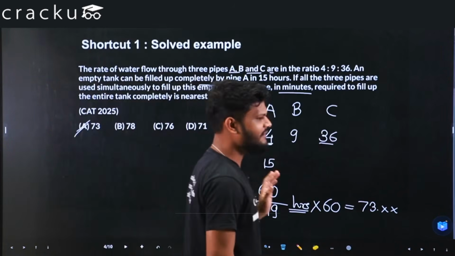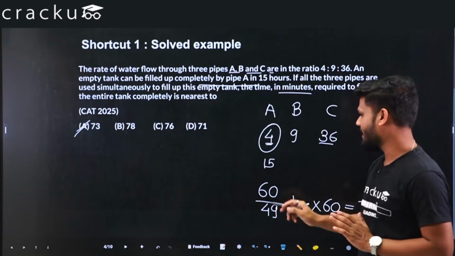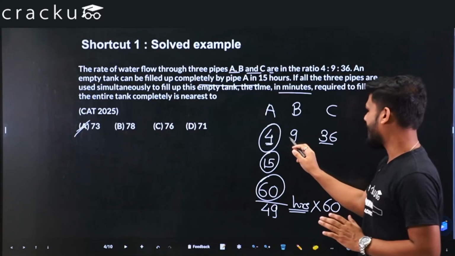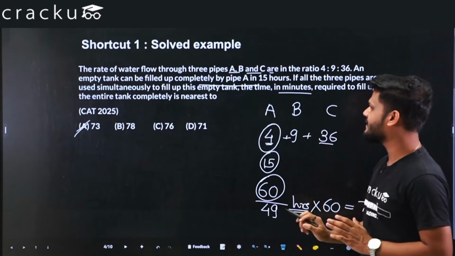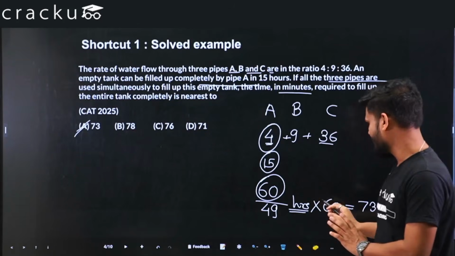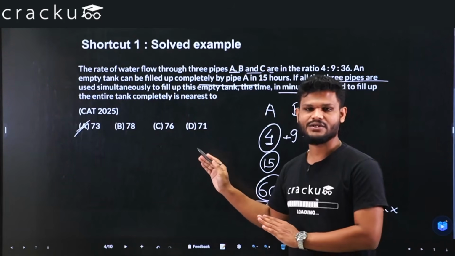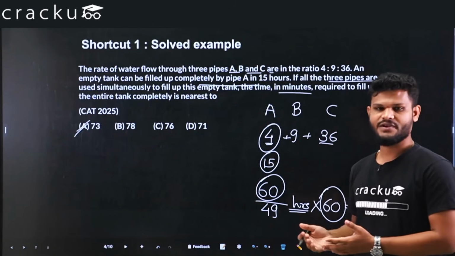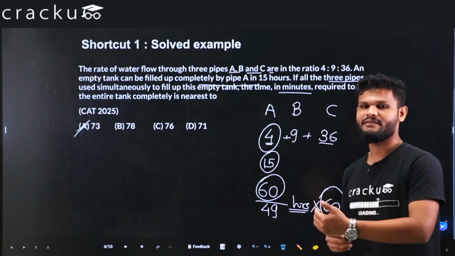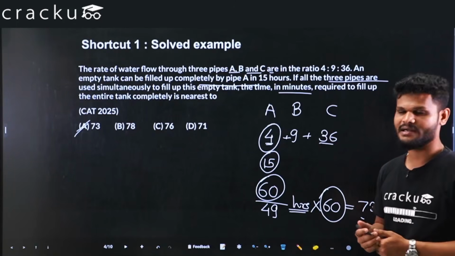Did we use any variable here? We didn't use any variable. We just assumed this is the efficiency of pipe A, multiplied it by time taken. So 60 units became the total work. We just added all these efficiencies and divided the work by that, because all 3 pipes are used simultaneously. Then we converted it into minutes and got nearest to 73. So this is how you can use the efficiency ratio to directly find the total units of work and then directly find the number of days or number of minutes. Now let us go forward and see another trick.